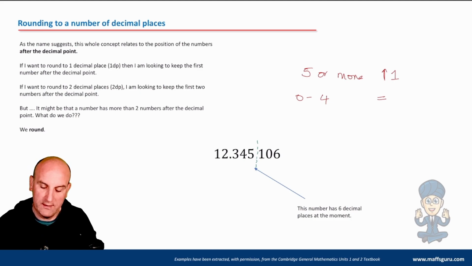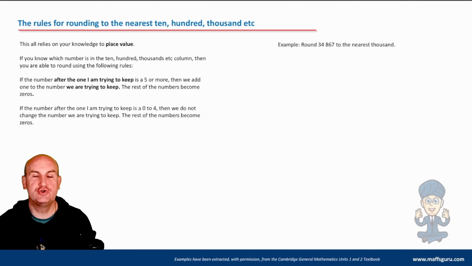And what do I do now? I look at the number after. It's a 1. Do I change the number before that? Will this 5 change? No, because if the number I'm looking at is a 0 to 4, then this number here doesn't change. And so my number would stay as 12.345 to 3 decimal places. Now again, the best way to do this stuff is to practice and practice and practice.